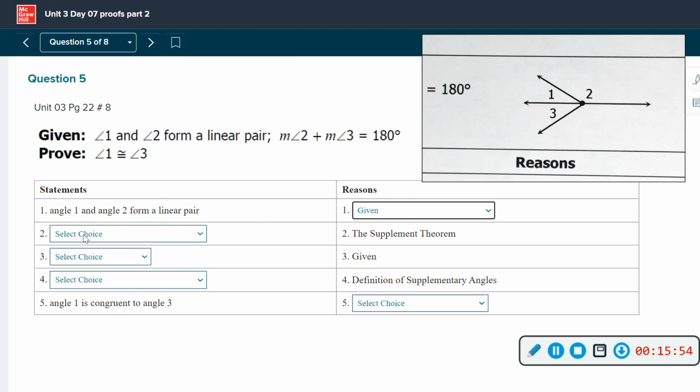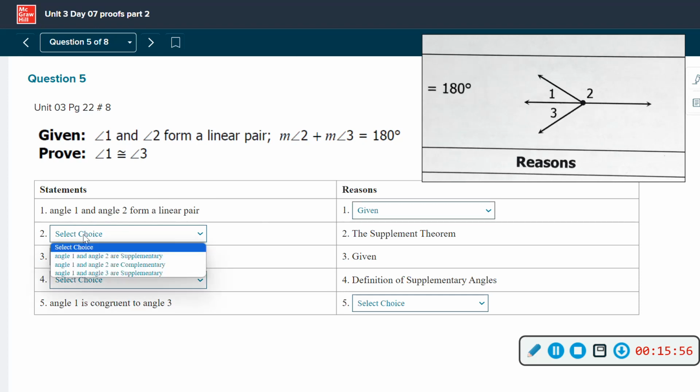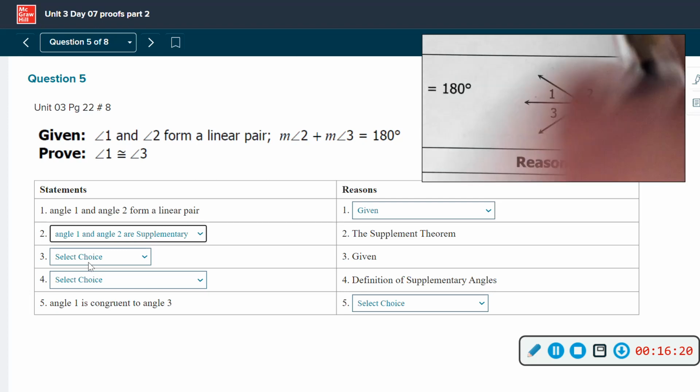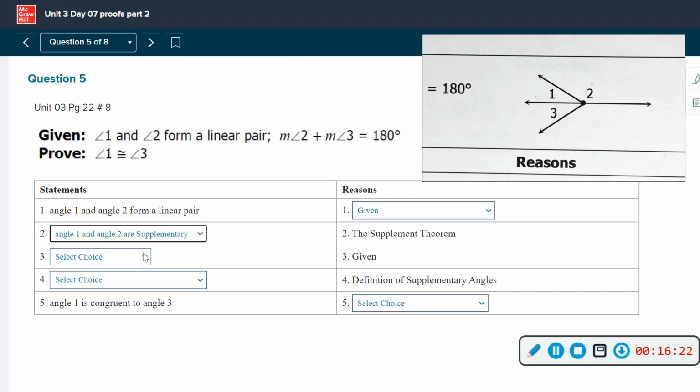Let's see. We also know we were just talking about 1 and 2, right? So we would still be talking about 1 and 2. Now the question is, are 1 and 2 supplementary or complementary? Well, it's going to be the supplement theorem, so I'm going to make a wild guess and say supplementary, which is correct. Okay, so we didn't say anything was equal yet, but everything's checking out. So 1 and 2 make a straight line. That looks legit. Okay, what was the other given?